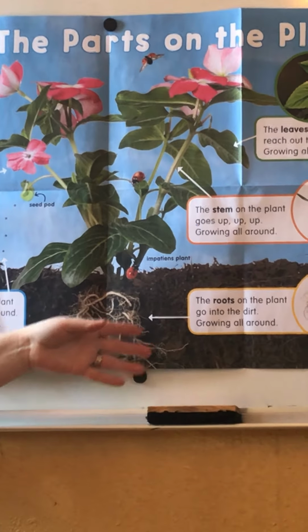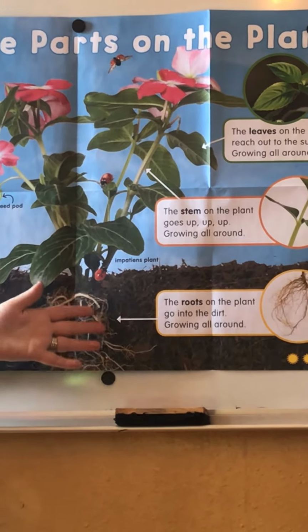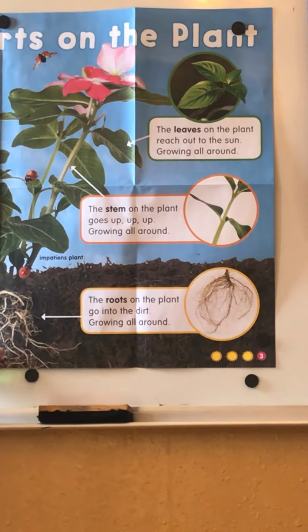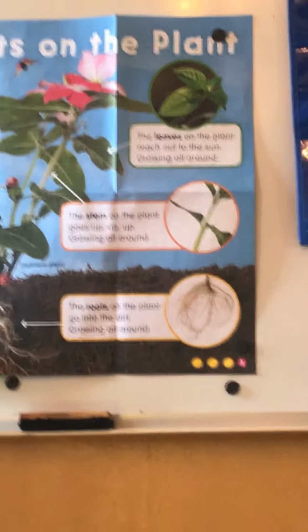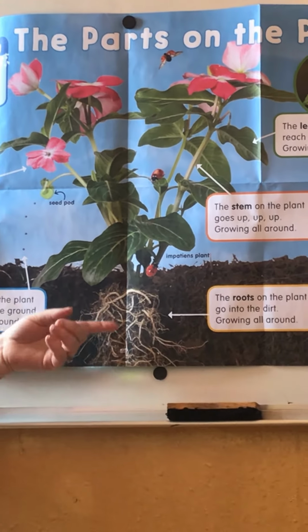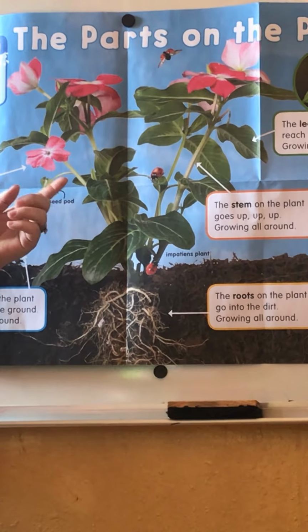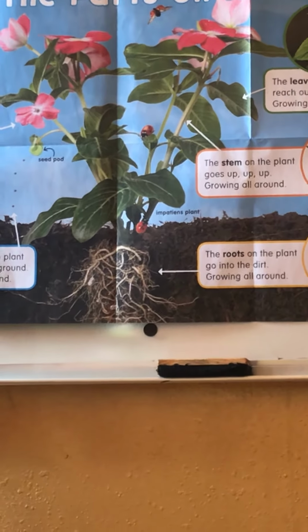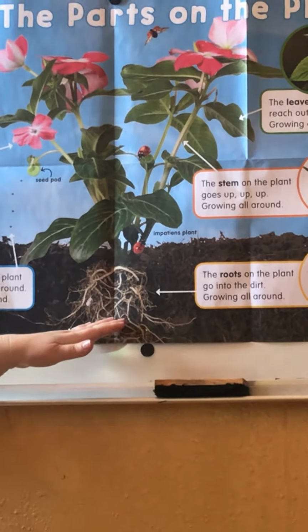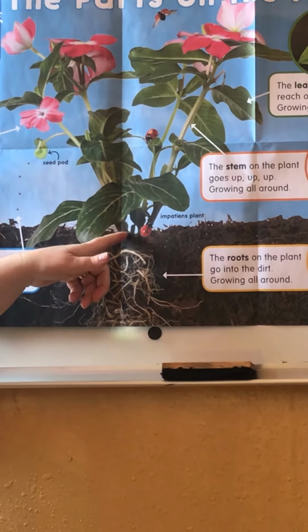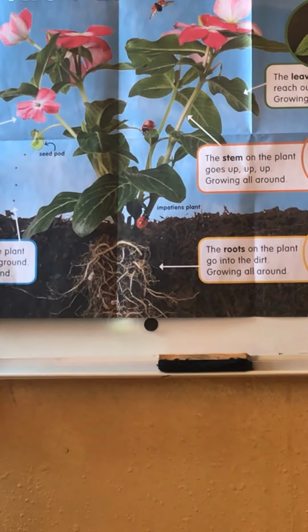Roots, says Oakley. Roots, okay. The roots go in the ground, right? They grow under the ground. Do you know why? Why do the roots grow under the ground? So the plant doesn't fall over, right? These roots are going to make this plant strong, right? Okay?